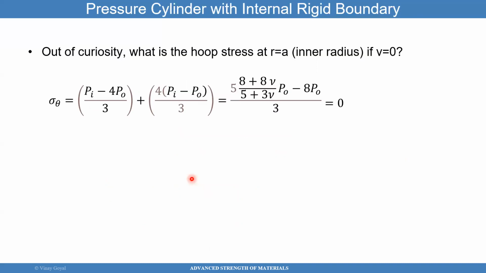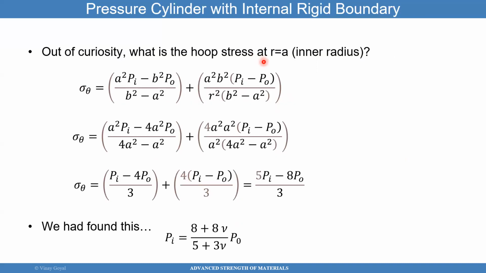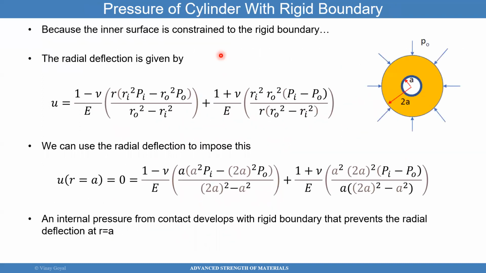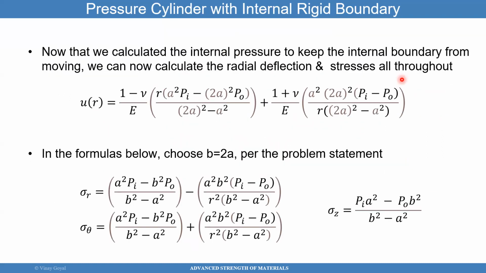We'll just move to the next example. I tried to calculate what the hoop stress was at r equals a, out of curiosity. So I say, okay, what is this hoop stress? I was wondering whether the hoop stress here is 0 because it's not moving. But it turns out it's not exactly 0, but it's close to 0.